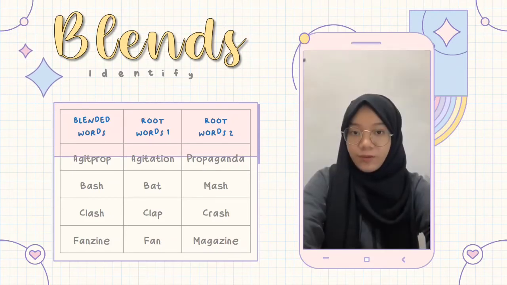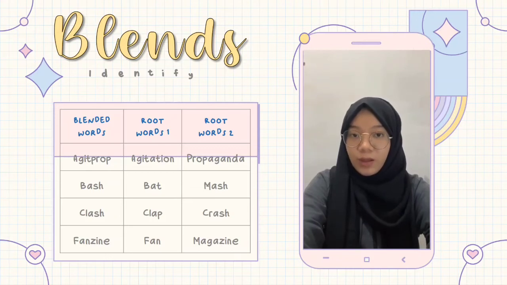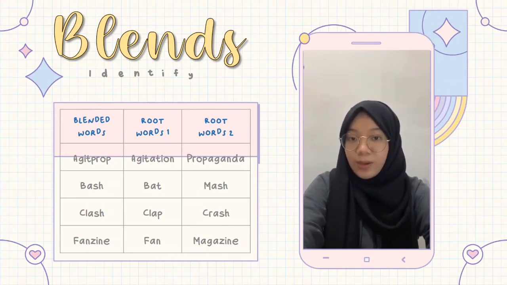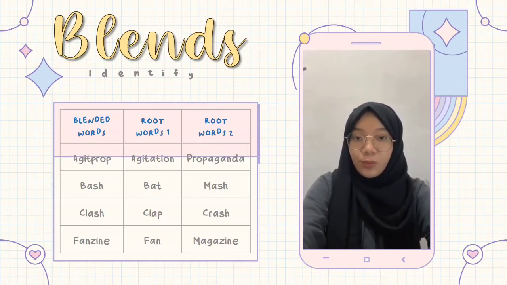Next, we got blend identify. The way to identify the type of blend word is by identifying consonant blends by naming the beginning blend of each word. For the example of identifying a blend word, as you can see, there is a blended word, root word 1, and root word 2. For the example, the blended word is agitprop. The root word 1 is agitation, the root word 2 is propaganda. Next is the blended word bash. The root word 1 is bad and the root word 2 is mash. Next is the blended word clash. The root word 1 is clap and the root word 2 is crash. The next is the blended word fanzine. The root word 1 is fan, and the root word 2 is magazine.